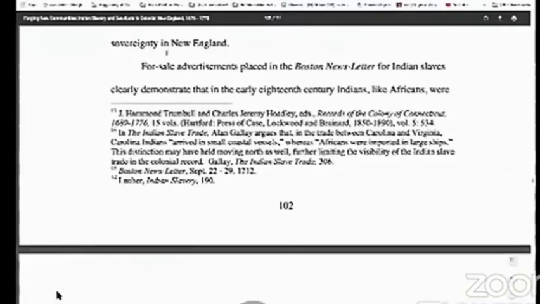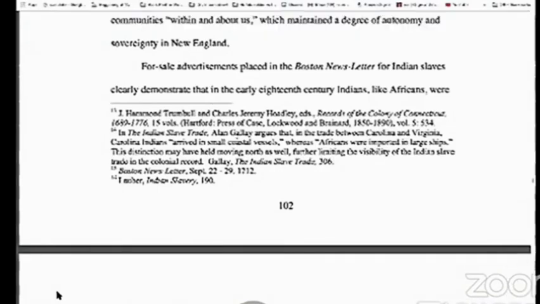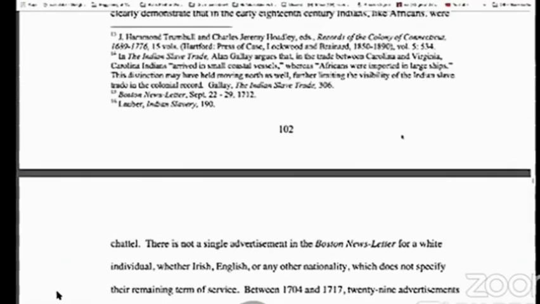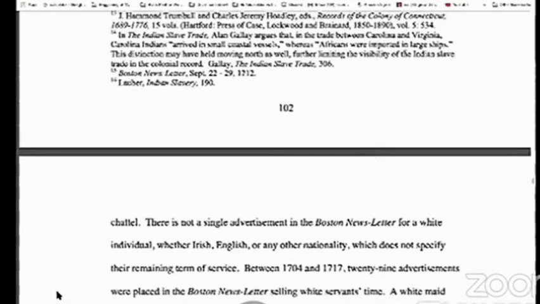Again, we're in the article Indian Slavery and Servitude in Colonial New England, from Wesleyan University. And it says here, for sale advertisements placed in the Boston newsletter for Indian slaves clearly demonstrate that in the early 18th century, or 1700s, Indians, like Africans, were chattel. They were slaves too, just like so-called Africans, right? It was just other Indians, all right?